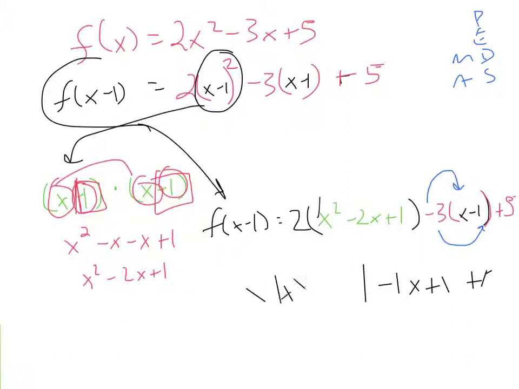2x squared minus 2x plus 1. That's what f of x minus 1 equals. Now what do I do? Can't you distribute the 2? Yep, now that 2 goes where? To all 3. Look at that too. 2's getting busy.